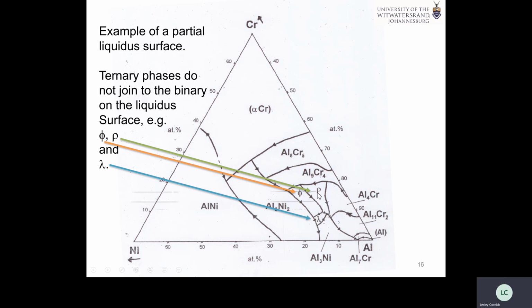Right, so here we know they're ternary because they haven't got nice binary names, but that could be a guess. But you'll notice they don't touch any of the binaries, whereas all the other ones touch the binaries. So this one touches the binary, that touches the binary, these all touch the binary, but not these three. So they're ternary phases. Okay.